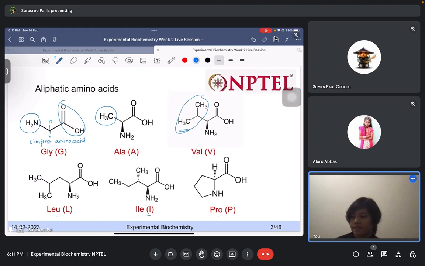Now you can see that these amino acids have their full names, but we are denoting them by their abbreviations, which are either a 3-letter code or a 1-letter code. So for example, glycine can be denoted by G, alanine can be denoted by ALA or A. Similar to that. And proline, let's talk about proline here.